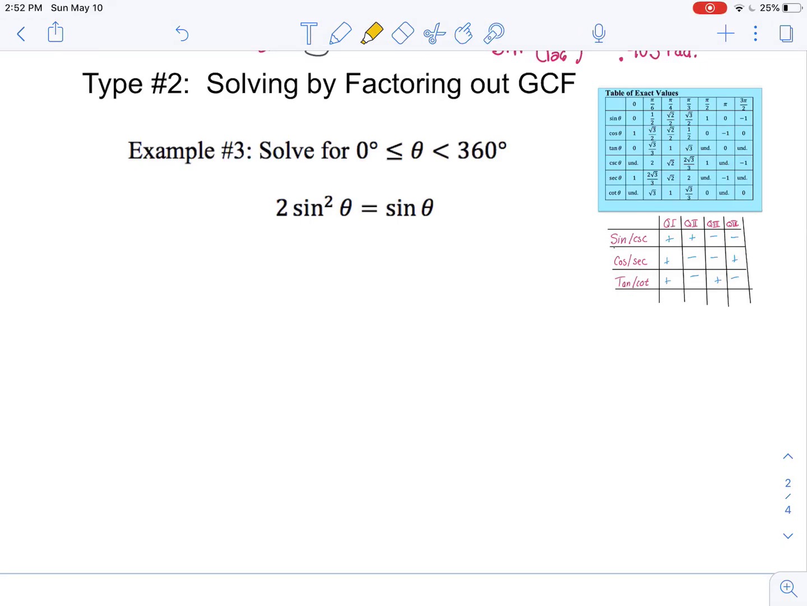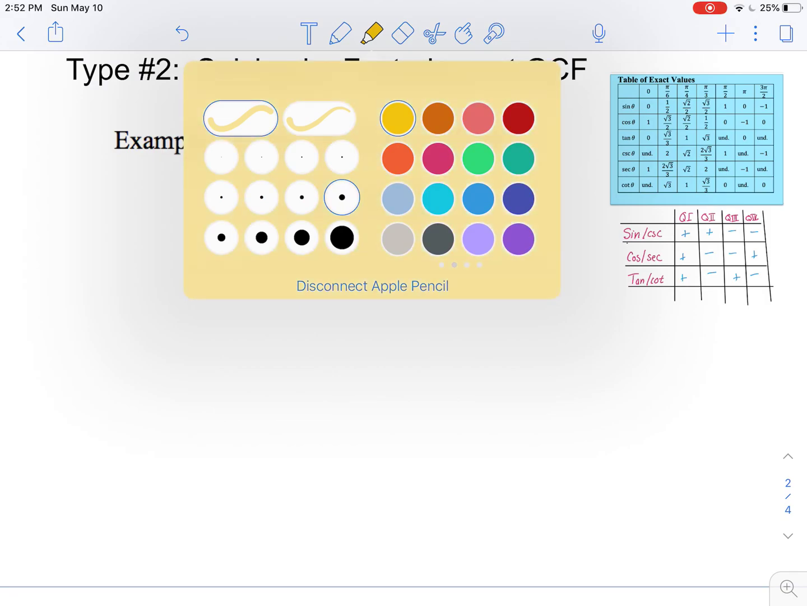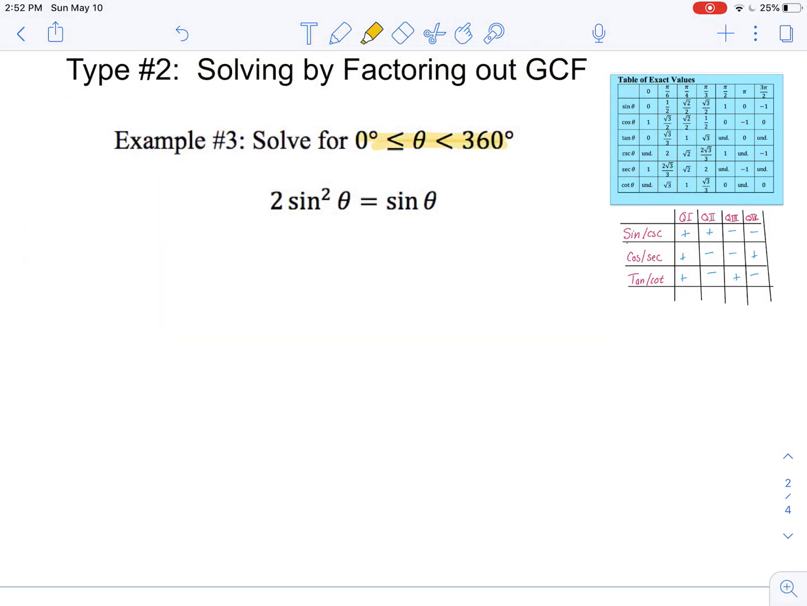So type 2 is solving by factoring out a GCF. In example 3 here, the first thing I notice is that my range is given in degrees, so that means my answer will be in degrees. We're in quadratic form, and when we factor out a greatest common factor, we're going to end up setting each of those factors equal to 0. So I'm going to go ahead and set this equal to 0.